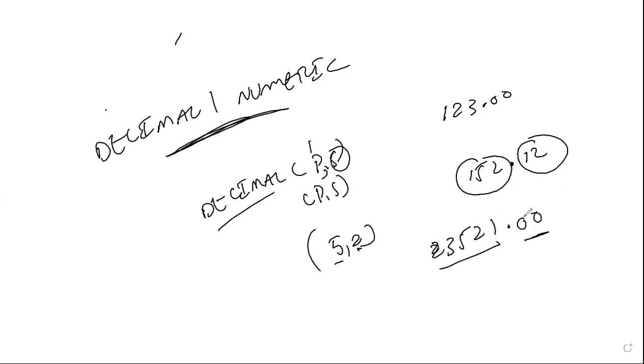Understood, or any confusions in this? Should I explain again? Okay, so decimal of P comma S, where P means precision and S means scale. For example, I have taken 5,2. When I give 5,2, it means I can store 5 digits before the dot, and the 2 means after the dot I can store 2 decimal points. Is that clear? Yes, clear.